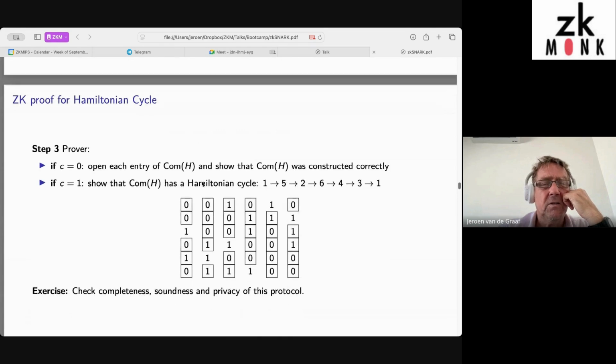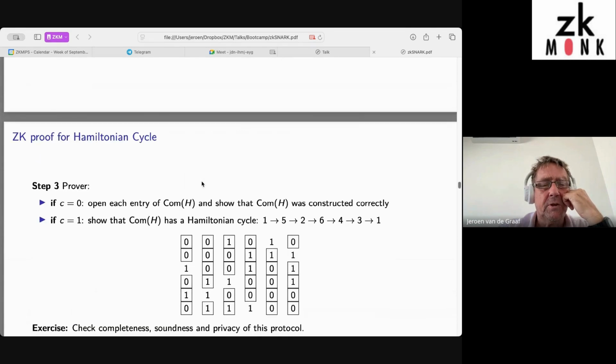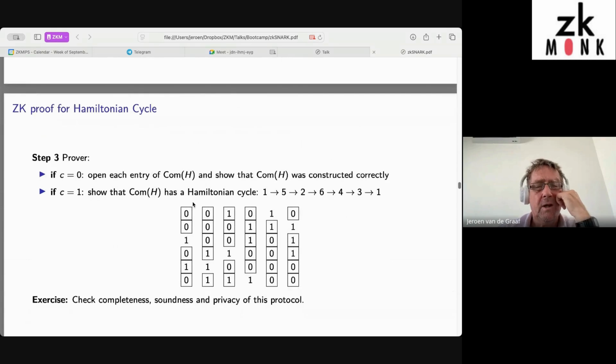Now, in the second case, when the challenge bit is 1, then the prover is going to do something different. Then the prover is going to open one column and one row in the committed matrix, and this is going to show that there is a Hamiltonian cycle in the committed matrix. And I've shown this here. So under the permutation, the Hamiltonian cycle will also be permuted. So the new Hamiltonian cycle in the new matrix is what you see here.